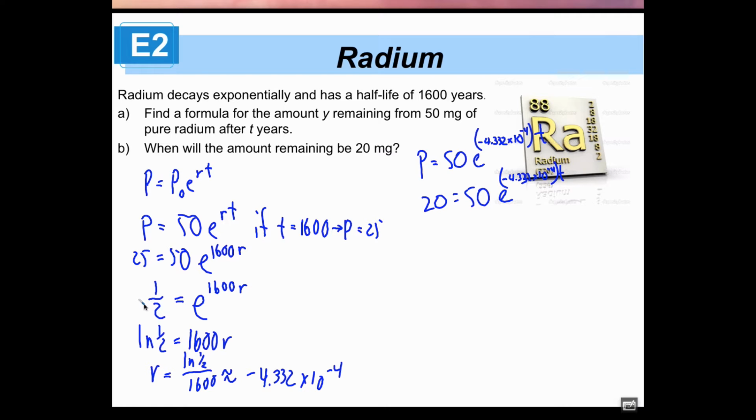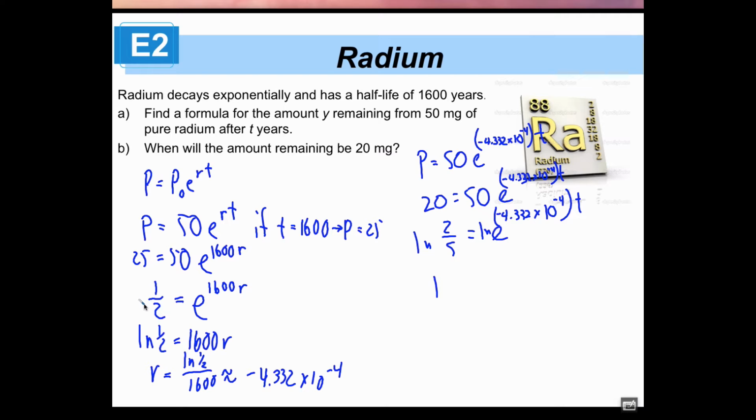By the way, will my answer be bigger or smaller than 1600? Bigger. Why? Because it took 1600 years to get to 25. Good. And so it would just take longer to get to 20. How do I solve this? Natural log. You divide by 50. Then what? Natural log trick again.